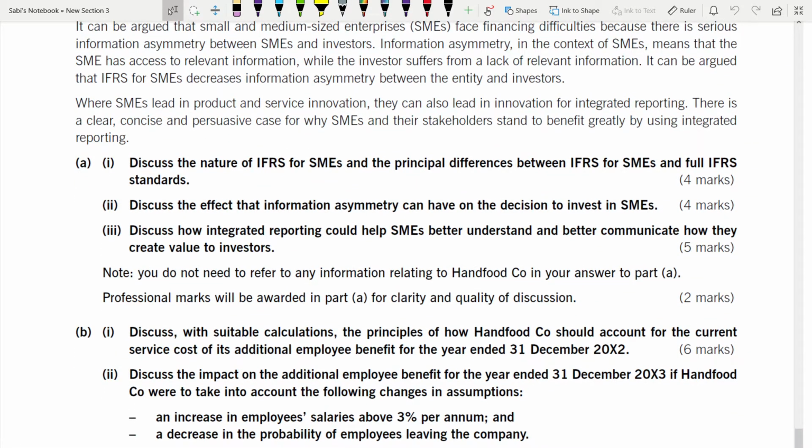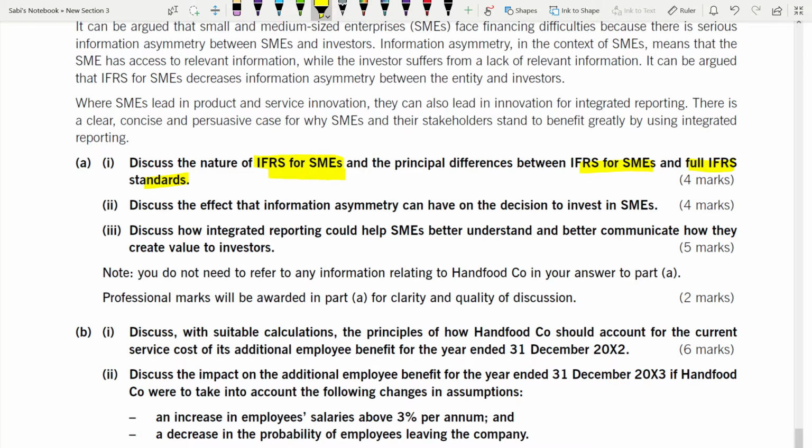Discuss the nature of IFRS for SMEs. This is not very frequent, but you have to know IFRS for SMEs and the principal differences between IFRS for SMEs and full IFRS standards. Difference between full IFRS and IFRS for SMEs, 4 marks. So 2 differences will be enough for you to get the 4 marks.